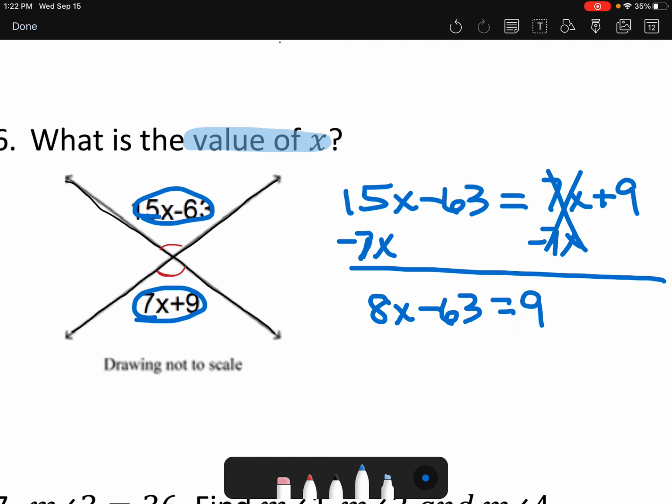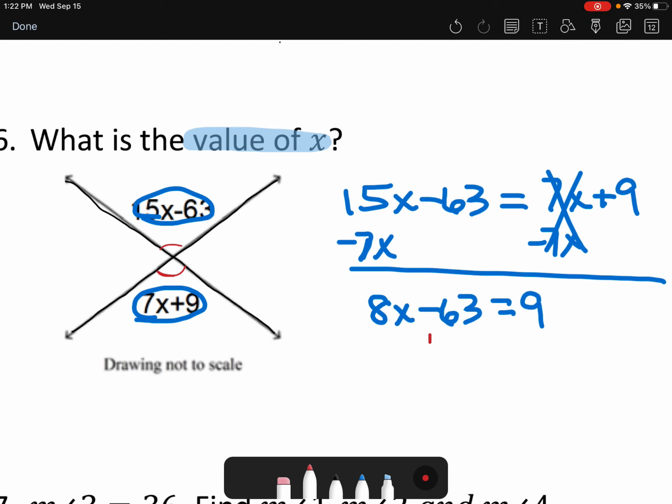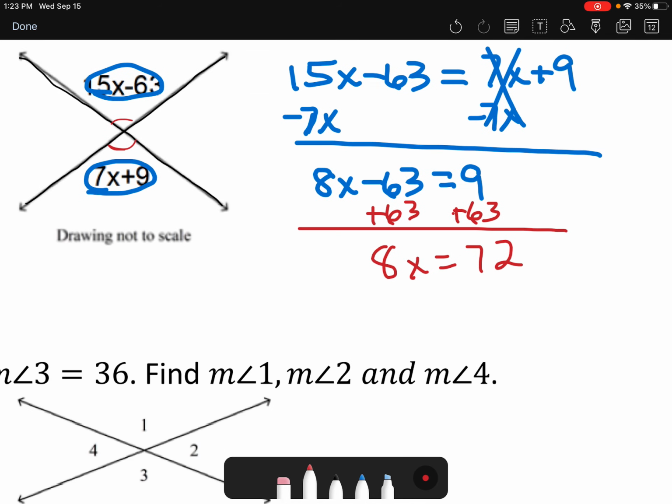And then what am I going to do? Well, I'm going to send the friends home first. Plus 63. So 8x is equal to 72. And then I can divide that, send the family members home, and we'll get that x equals 9.